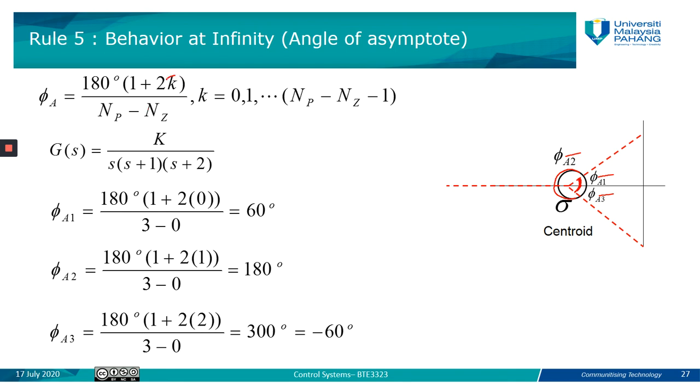The value of k here is not the k of the gain. Here k is a counter, as we mentioned before. K is like a counter, so the value of k will change from 0, 1, 2, 3, 4 until we reach any number, depending on how many asymptotes you have.